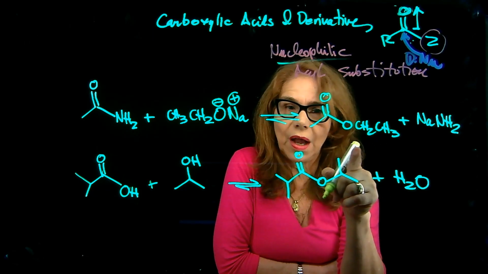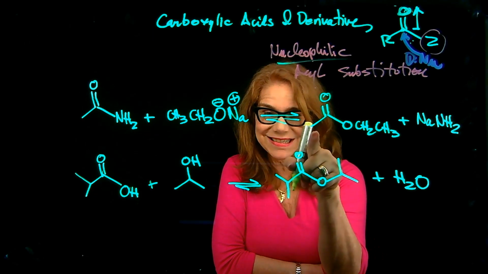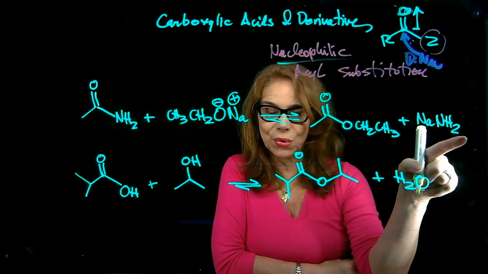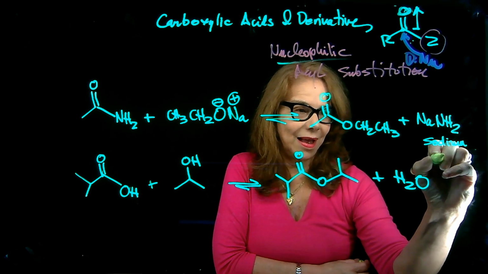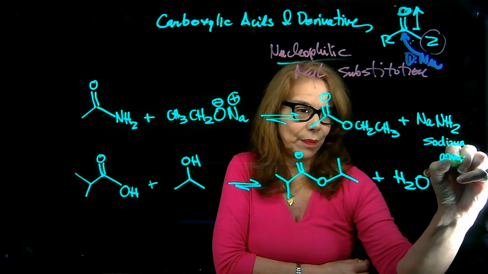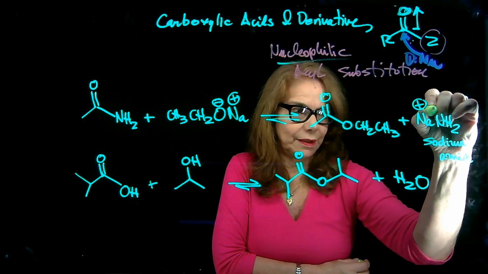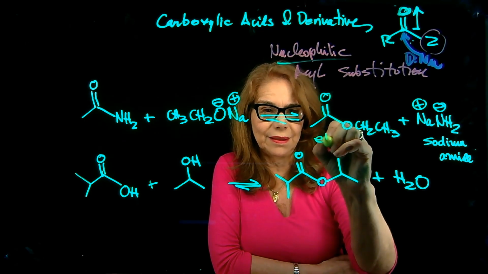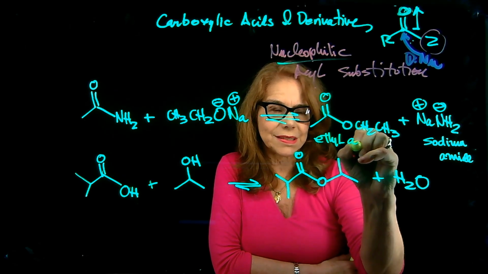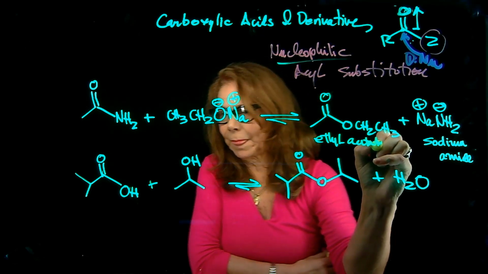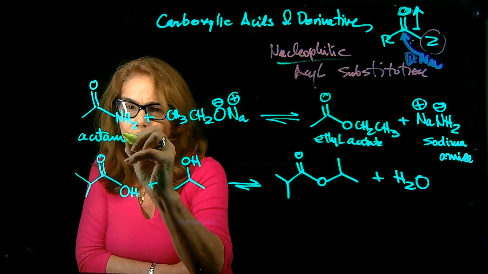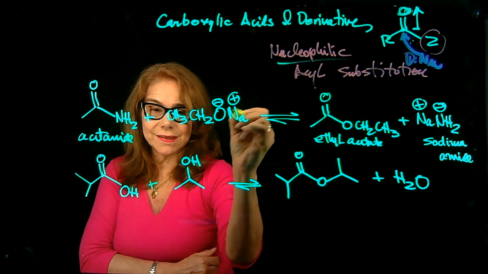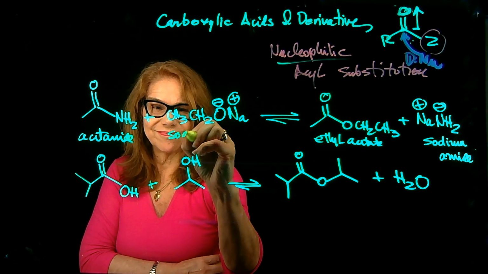And to give, this is ethyl acetate, and this is sodium amide. Let me write it down. Sodium amide, which will be plus, negative here, and this is ethyl acetate. And here I have acetamide, and this is sodium ethoxide.